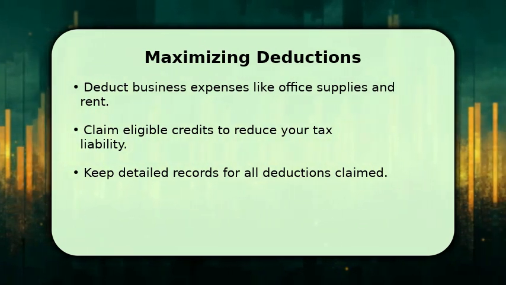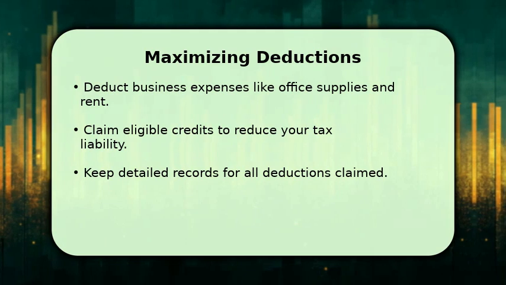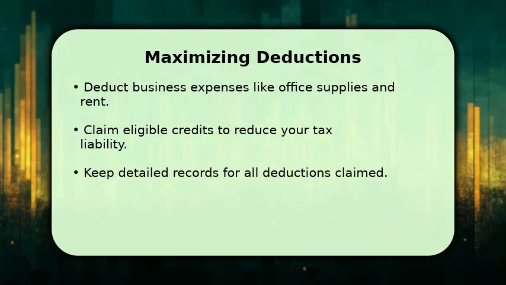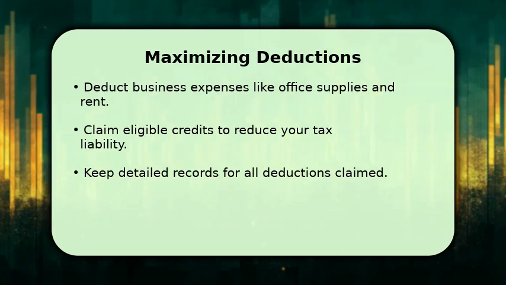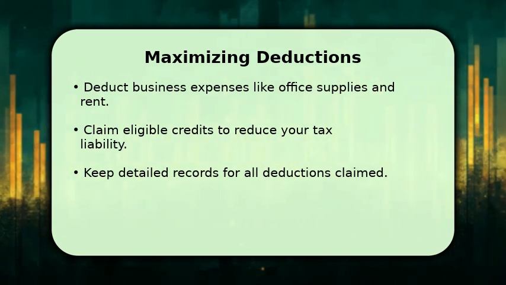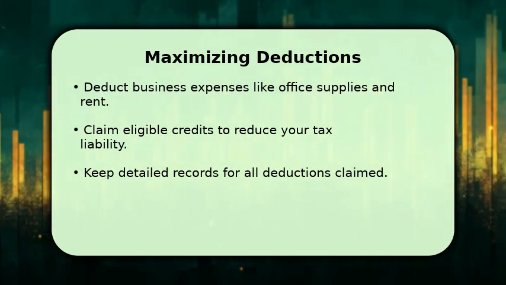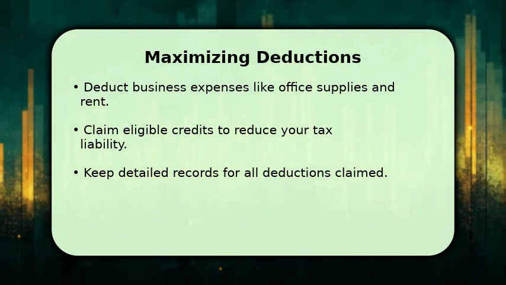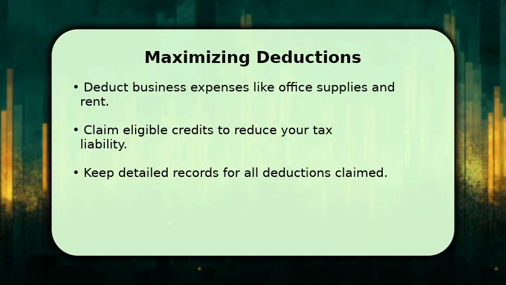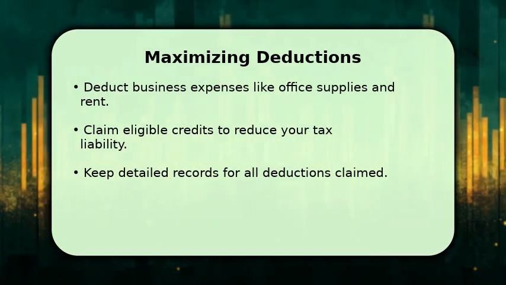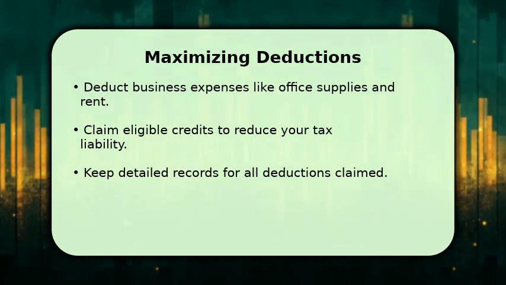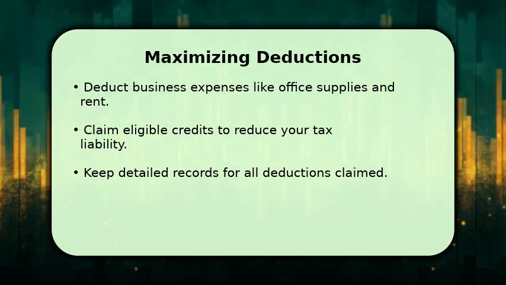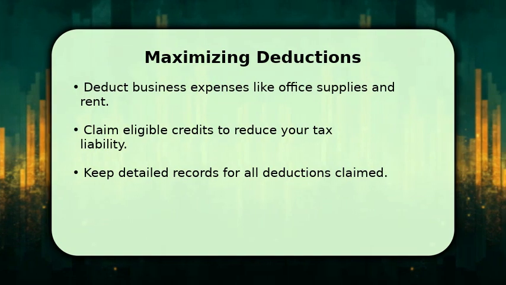Don't miss out on valuable deductions and credits that can significantly lower your tax bill. Common business expenses like office supplies, rent, utilities, and even vehicle mileage at 67 cents per mile can be deducted. Explore various tax credits available for small businesses, such as those for research and development or hiring specific employee groups. Always maintain thorough records to support every deduction you claim.